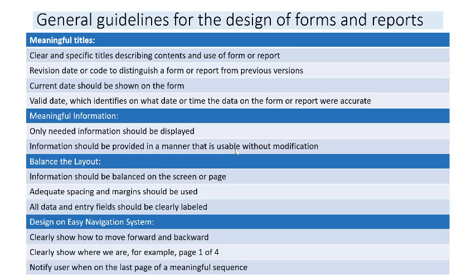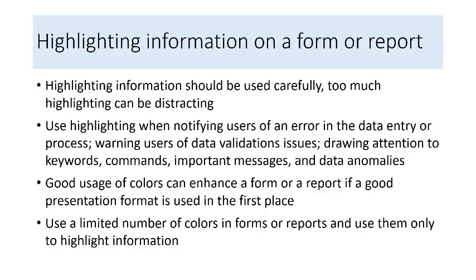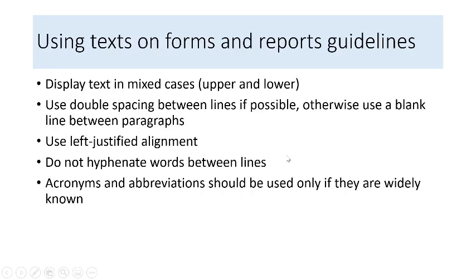For example, at the bottom of the Google web page, if you search for some keywords, you will see page 1, page 2, page 3. So basically, you know where you are, and that page is highlighted. Of course, you can highlight information on a web page, but you should be careful not to use too many highlights, not to use too many colors, so that it is pleasant to the eyes of the users of the system.